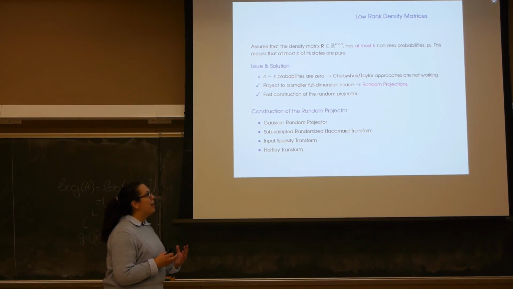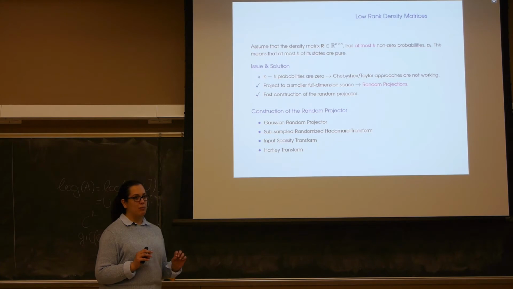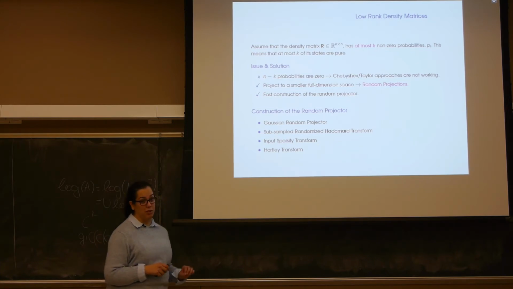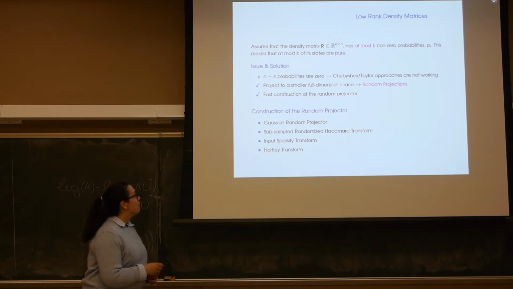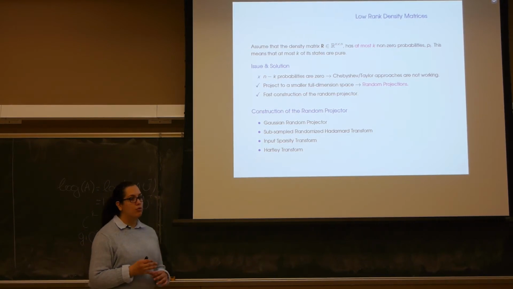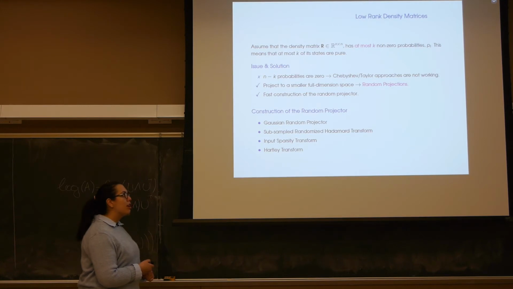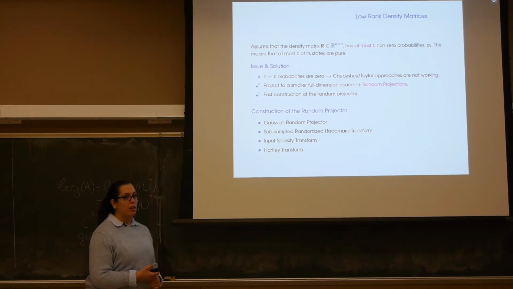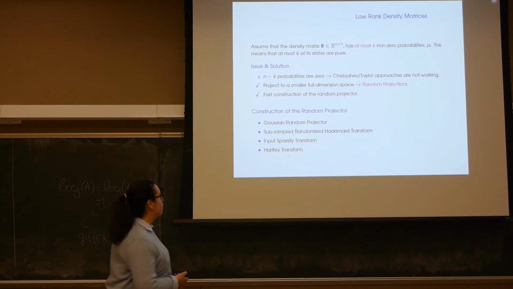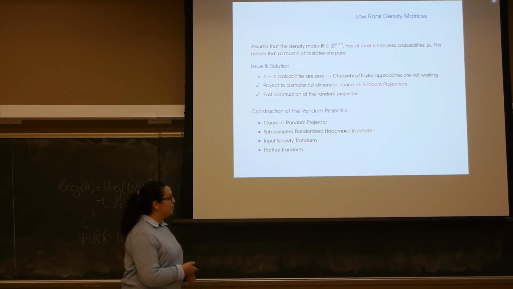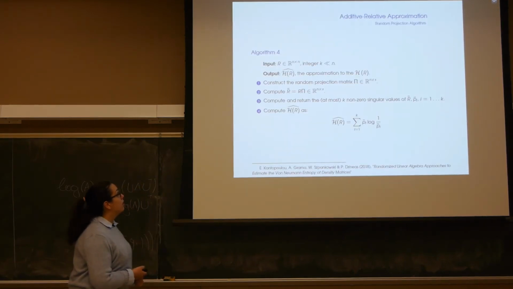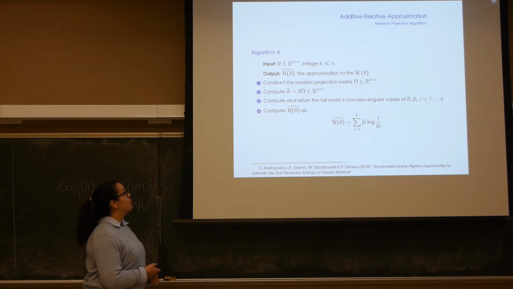Also, I'm not sure there is an easy technique in MATLAB to quickly compute the subsampled randomized Hadamard transform. And then there is another transform, the input sparsity transform, which is very good when our matrix is sparse. And one that I'm looking at right now is the Hartley transform, where there are some algorithms that compute this transform fast. So this is an algorithm we are using.